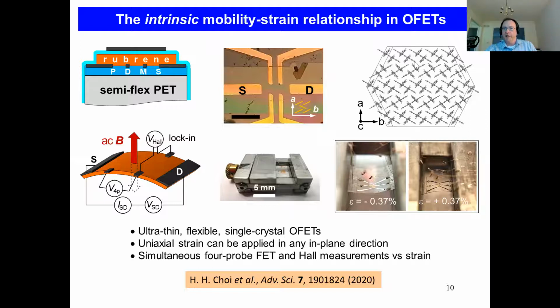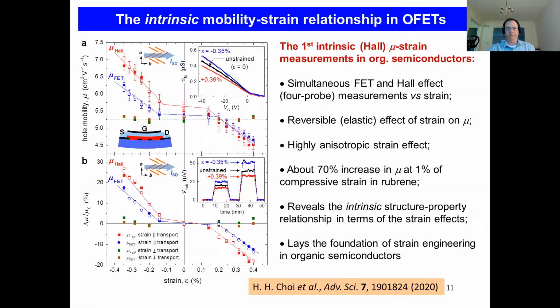We can apply controllable uniaxial strain in perpendicular directions in this plane. We use this notation where the B-axis is the high mobility axis and the A-axis is the low mobility axis in rubrene. The strain is applied using this miniature strain stage with a calibrated mechanical screw, so you can bend the substrate in a controllable way. We essentially do FET and Hall measurements simultaneously under strain.